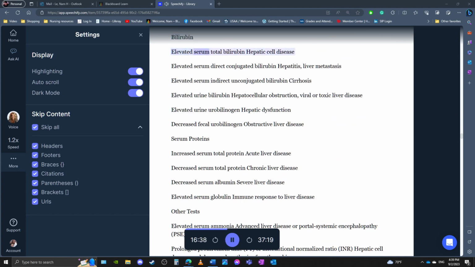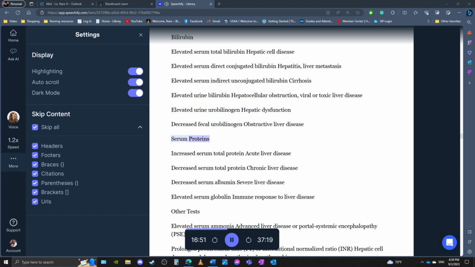Bilirubin. Elevated serum total bilirubin: hepatic cell disease. Elevated serum direct conjugated bilirubin: hepatitis, liver metastasis. Elevated serum indirect unconjugated bilirubin: cirrhosis. Elevated urine bilirubin: hepatocellular obstruction, viral or toxic liver disease. Elevated urine urobilinogen: hepatic dysfunction. Decreased fecal urobilinogen: obstructive liver disease.